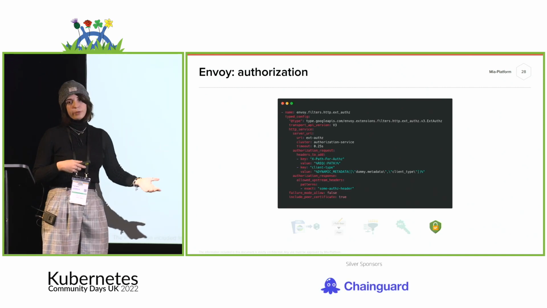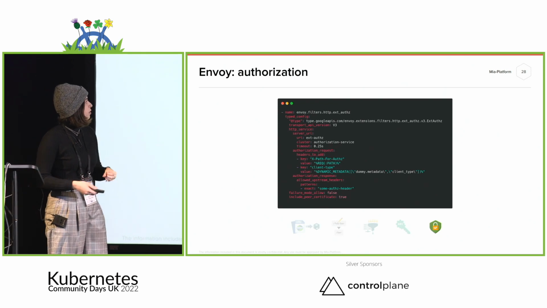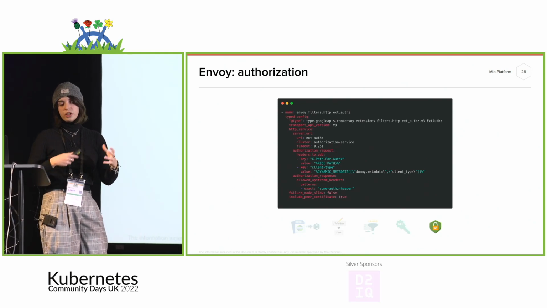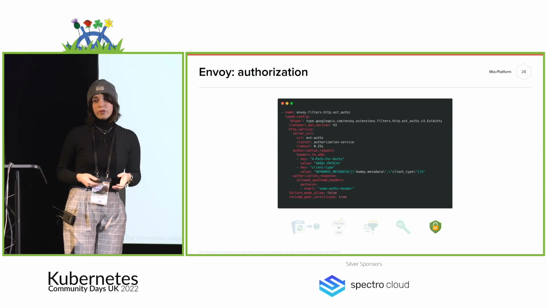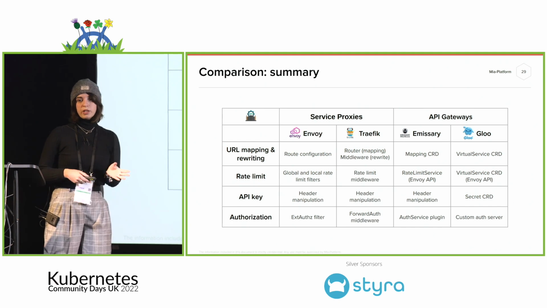So we can add headers, we can remove headers, we can save metadata, and so on. So we can do a lot of things to integrate ourselves with our external authorization services. So this is a wrap-up of what we saw in this comparison.